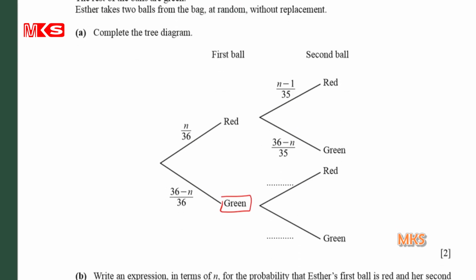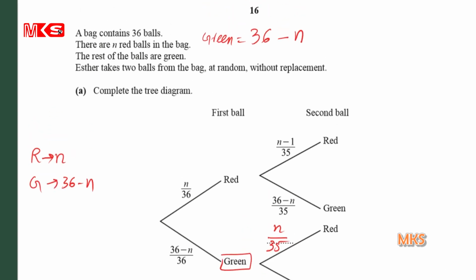Complete the diagram. There are n red and 36 minus n green. So if the first chosen was green, red balls will be the same and the total will be reduced by 1, so the denominator is 35, but 1 green is taken away. So it will be 36 minus n minus 1, which will be 35 minus n, because this is without replacement.